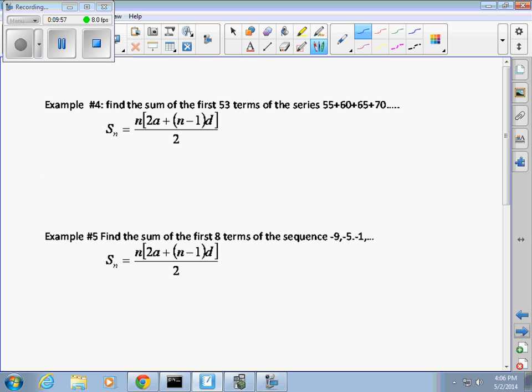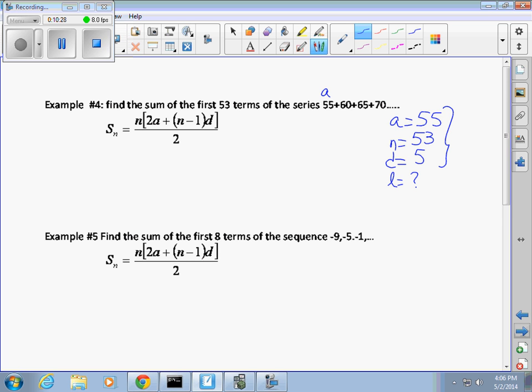So it says find the sum of the first 53 terms of the series 55 plus 60 plus 65 plus 70, and so on. So this has told me what my a is. It's told me that there are 53 terms. I can figure out my common difference because 60 take away 55 is 5. I don't know my last term, but because I know these three, I can use this manipulated formula to find out my answer.